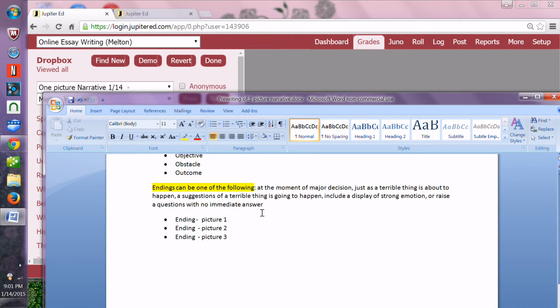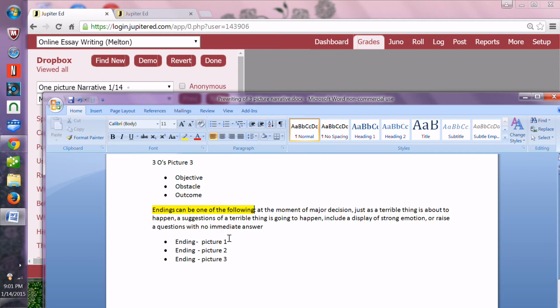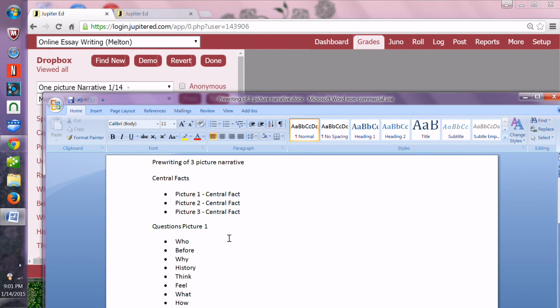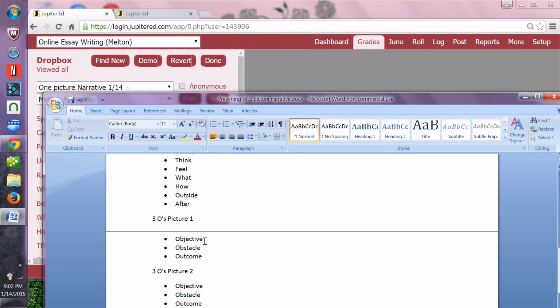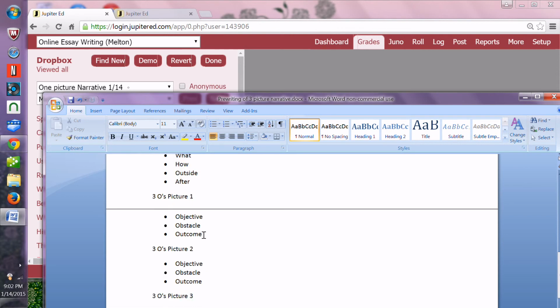So here's your pre-writing. And this right here, the endings, I kind of think those will be the hardest part. They always are for me. Your pre-writing, you have a central fact. You're going to answer these questions, and that kind of gets you in your thinking mode. And then, what is your story objective? What is the obstacle? What is your outcome? And let's say they're cold, and the outcome is that they are going to build a fire, or the outcome is they're going to have to huddle up and put leaves on them or whatever.